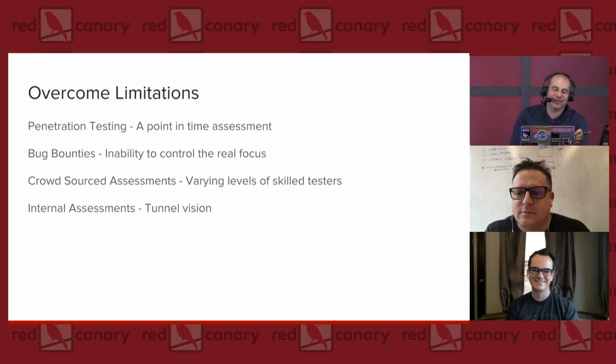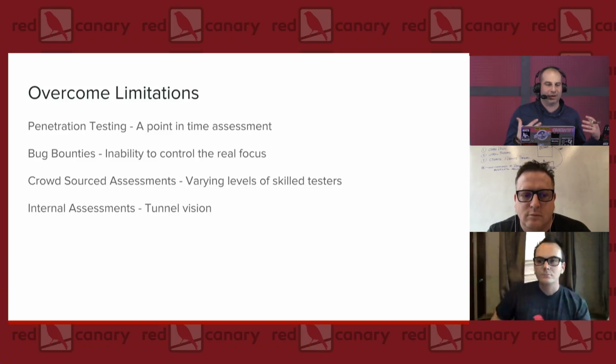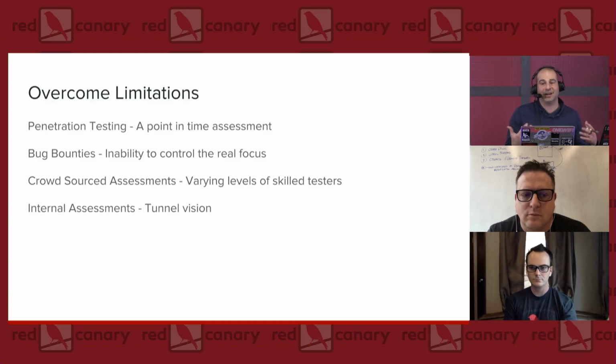The final thing I had on here was internal assessments. There are a lot of various aspects of internal assessments and internal pen testing, but I use the analogy that it's kind of like trying to debug and test your own code. You've created this software, you've built it from the ground up, you've developed tunnel vision into your own code, and while you can test it to a certain extent internally, you really don't get to the issues you need to fix, or all of the issues, until you have someone else test it.